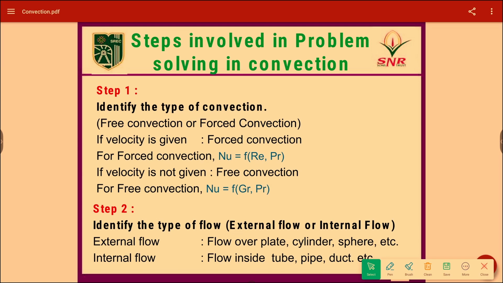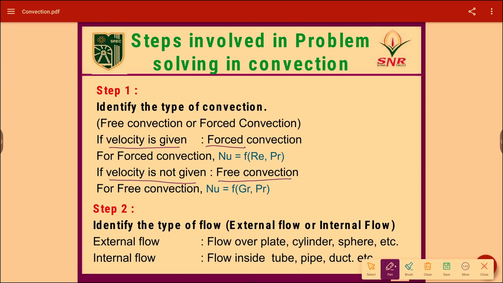The first point you have to understand is that we have to identify the type of convection, whether it is free convection or forced convection. If the velocity value is given, that is the case of forced convection. On the other hand, if nothing is said about the velocity, for example a person standing in still air, that is the case of free convection. For forced convection, the Nusselt number is a function of the Reynolds number and Prandtl number, whereas for free convection, the Nusselt number is a function of the Grashof number and Prandtl number.